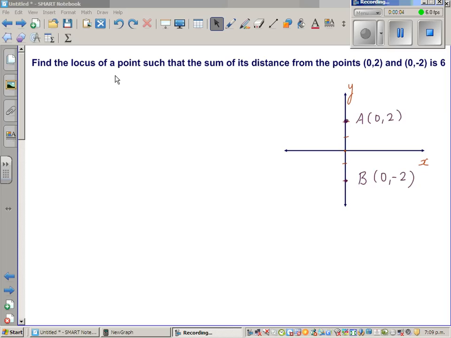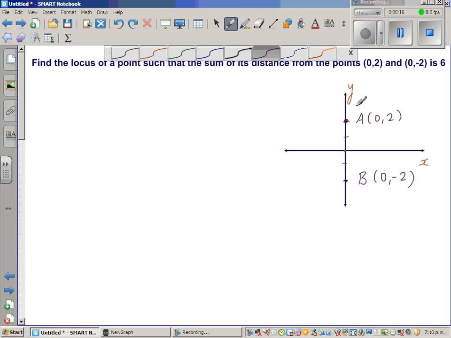Find the locus of a point such that the sum of its distance from points (0, 2) and (0, -2) is 6. So this is your x-axis and this is your y-axis. Let's say this is point A, which is (0, 2), and B is (0, -2). We want to find a set of points, which is nothing but the locus, having this character that the sum of its distance from these points is 6.